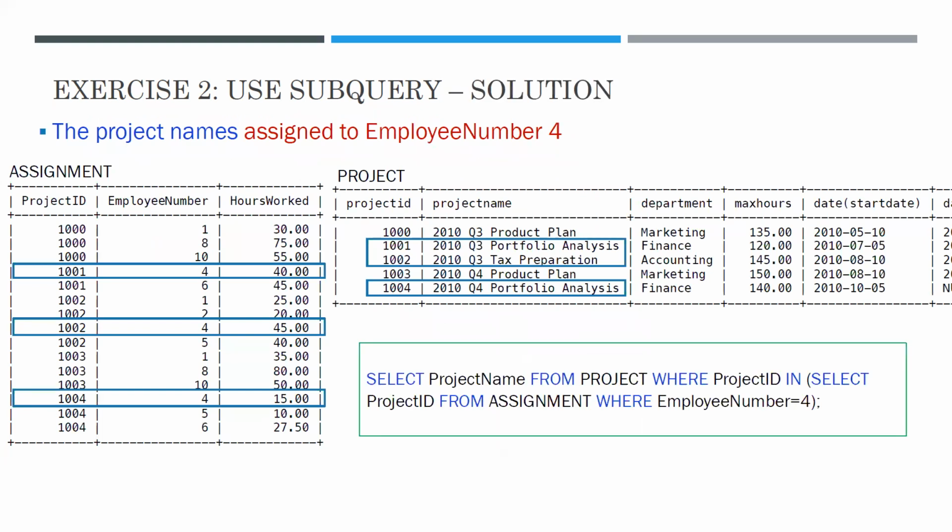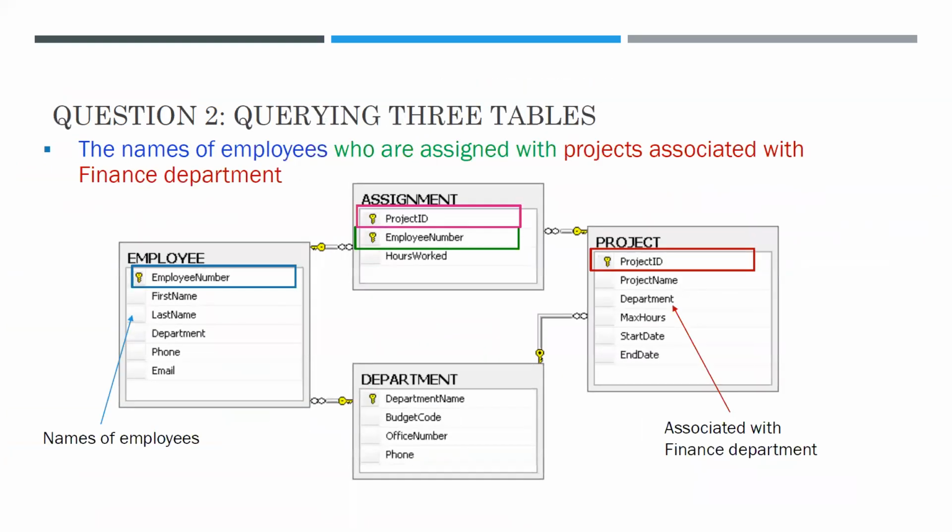Okay, so let's say another one that I want you to do. Okay. This unfortunately is 3 tables. It's the same way, same thing. Now we want to step up to 3 tables. I need the names of employees who are assigned with projects associated with the finance department.